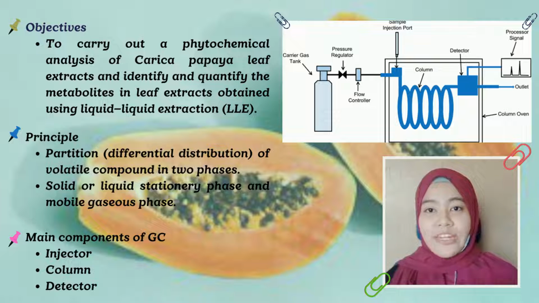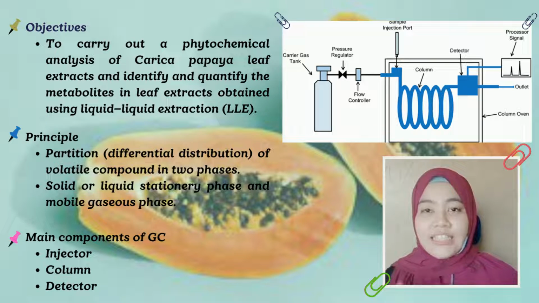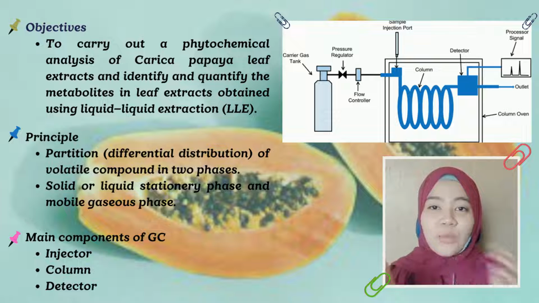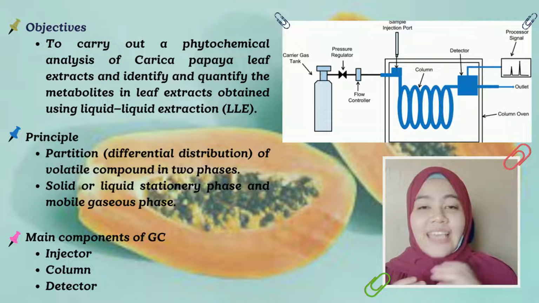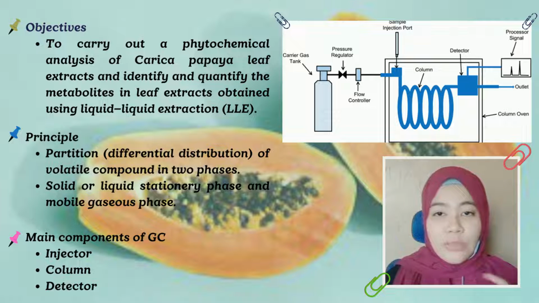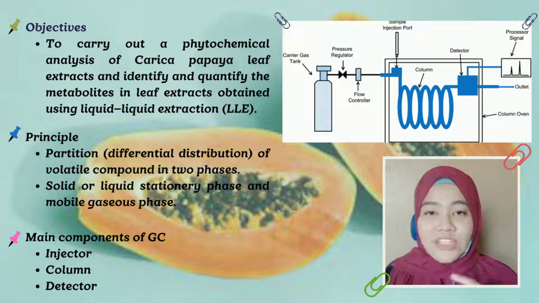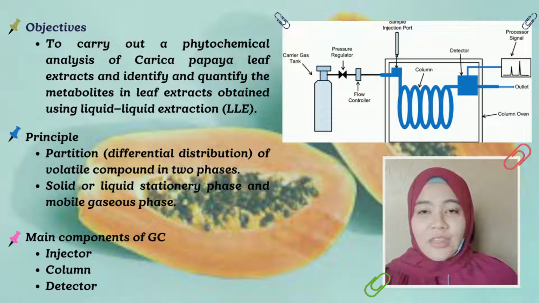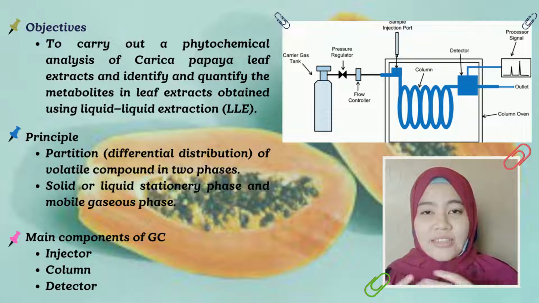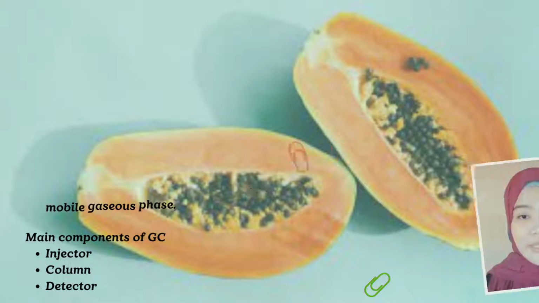Our main components in GC are the injector, which functionally is for injecting the sample into the GC, then the column, where the analyte gets separated into individual components depending on its affinity with the stationary phase and mobile phase, and lastly, the detector, where the composition and concentration of the analyte are determined.